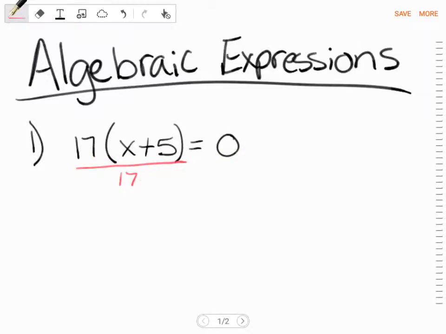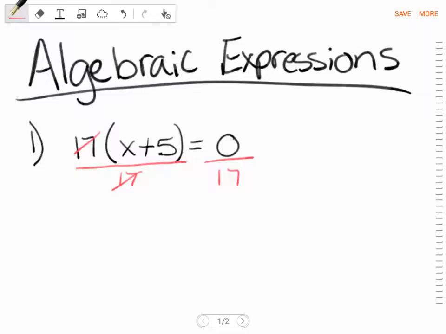Now, there are some people who want to distribute this 17 through. That's fine. I don't care if you do that. But this is going to be a little bit easier in the long run, okay? So I'm going to divide both sides by 17. When you do the inverse operation like that, this 17 and this 17 cancel off. They're gone. They're no longer existing on that left side of the equation.